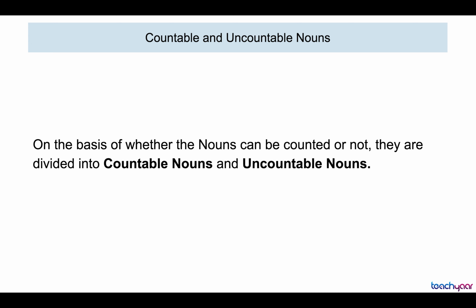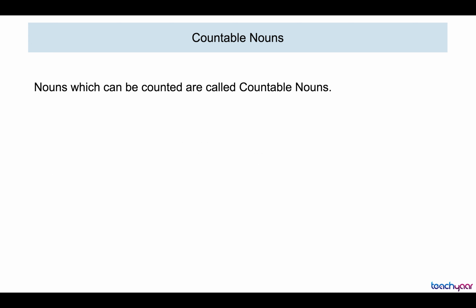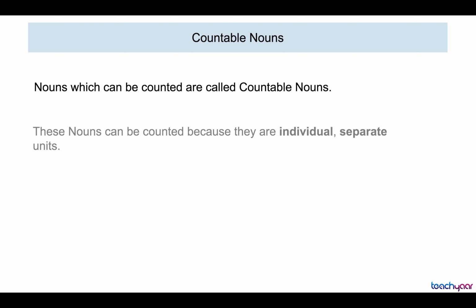Why can they be counted? Well, they can be counted because they are individual, separate units. So it is possible to see them clearly and count them. In such a case, when the nouns can be counted, the number can be 1 or more. That means the noun can be singular or plural. To identify whether they are 1 or more, we use what are called determiners or quantifiers.